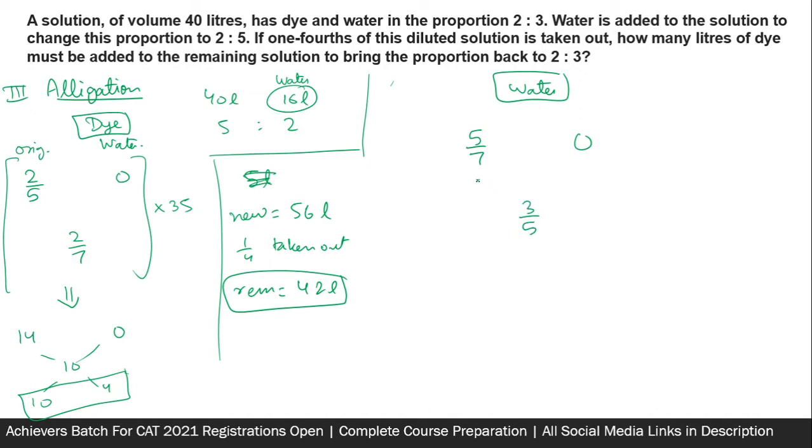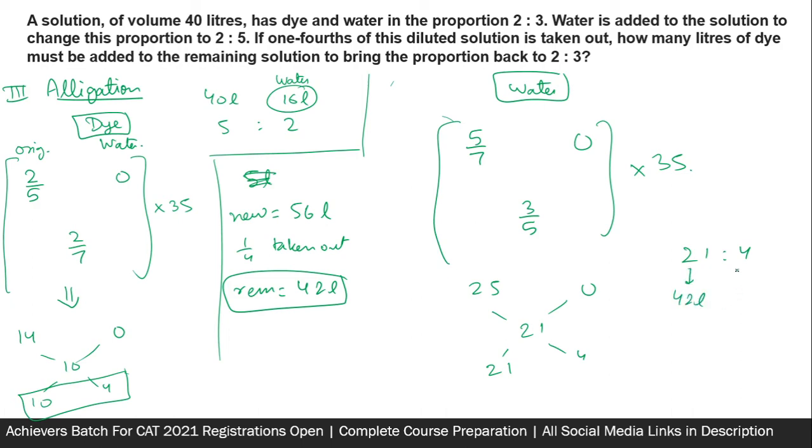So dye has 0 water, and I want it to be 3/5. Again, if I multiply this entire setup by 35, I get 25, 0, 21. So I get the ratio as 21:4. Now this 21 stands for 42 liters, so this 4 stands for 8 liters. This way also the answer becomes 8 liters.